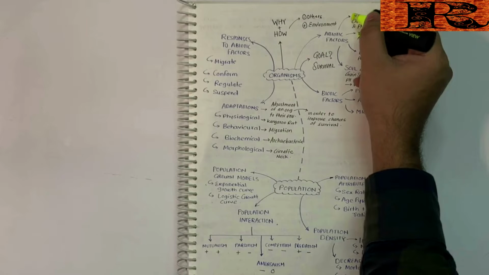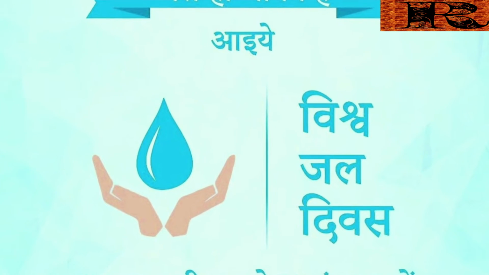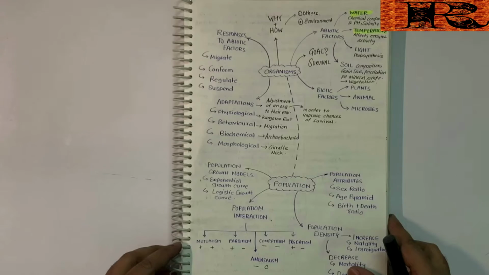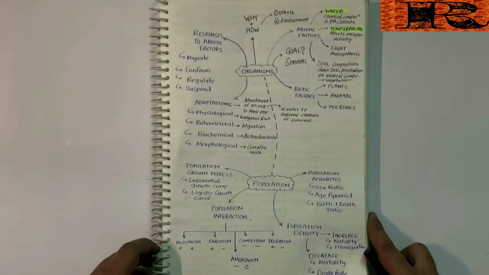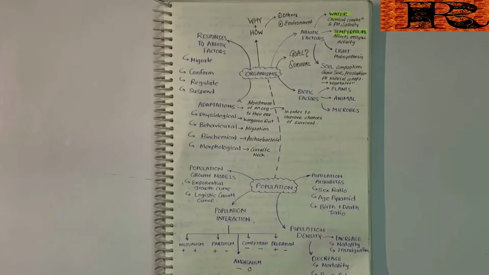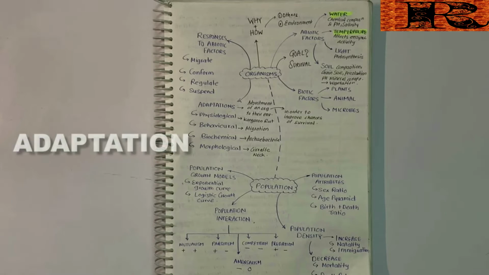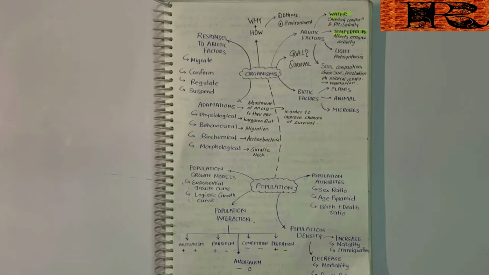Jal hi jeevan hai. The famous slogan of the Jal Jeevan Mission of the water ministry, used in every temple, itself signifies the importance of water. Its availability is so limited in desert that only special adaptations make it possible for organisms to live there. The productivity distribution of plants is also heavily dependent on water.